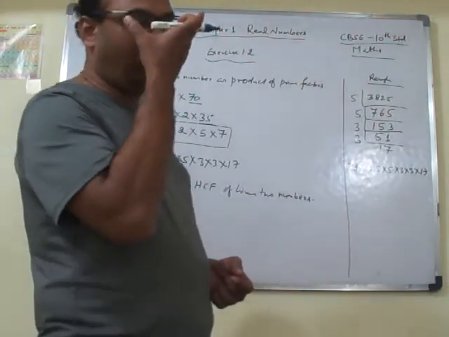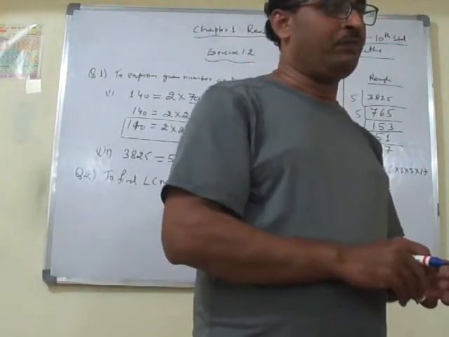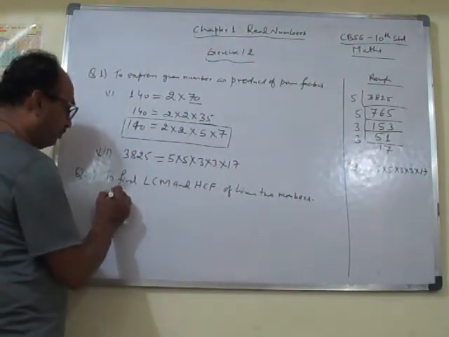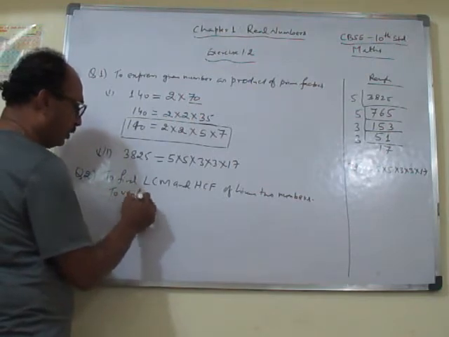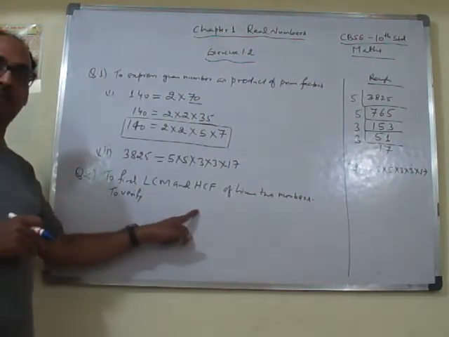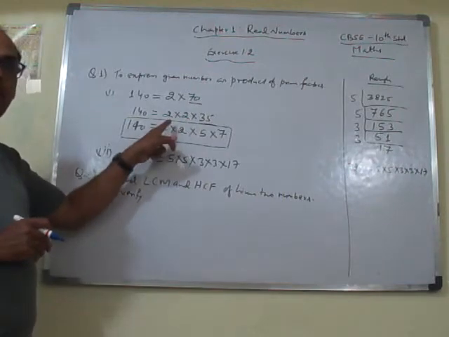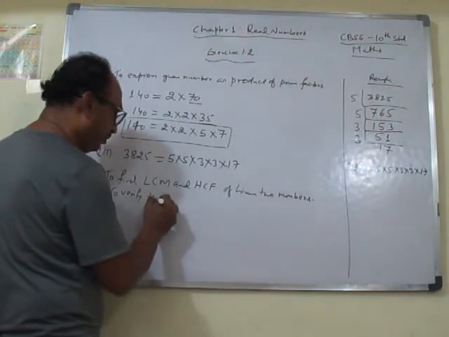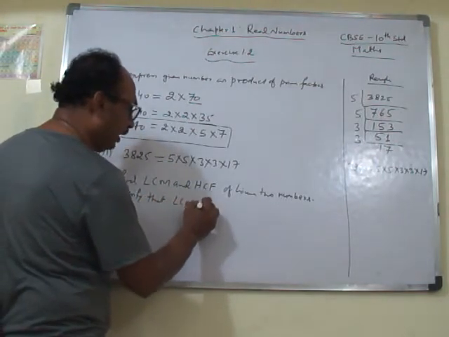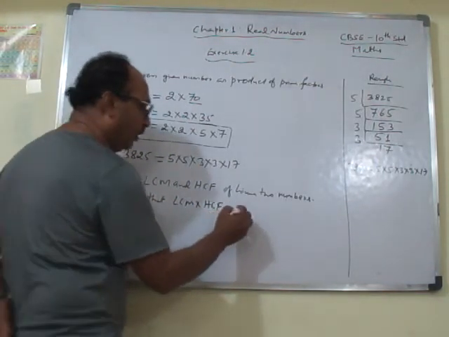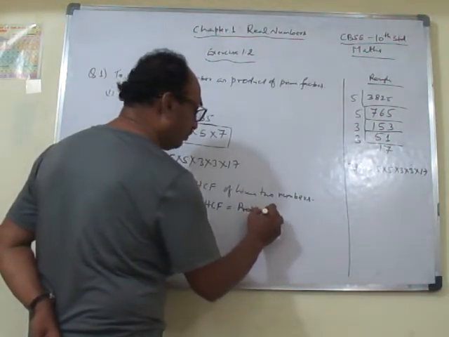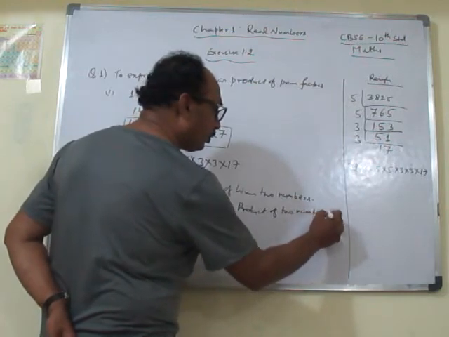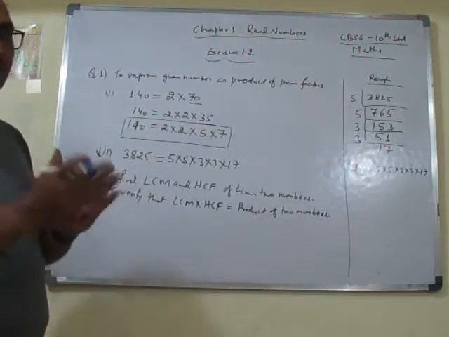In question number 2 we need to find the LCM and HCF. Also, it is given that after finding LCM and HCF by the fundamental theorem of arithmetic, we need to verify that LCM into HCF is equal to the product of the 2 numbers. We need to verify that.